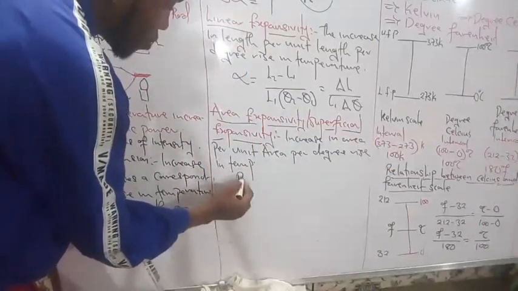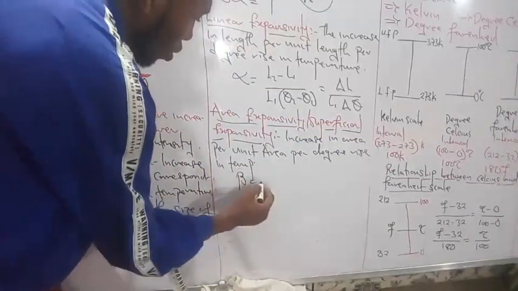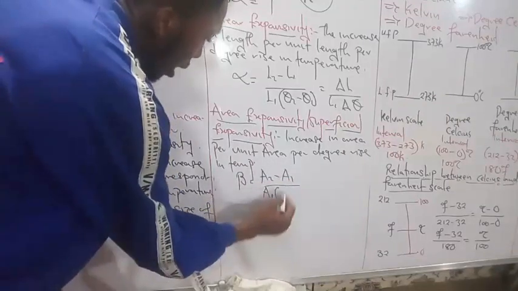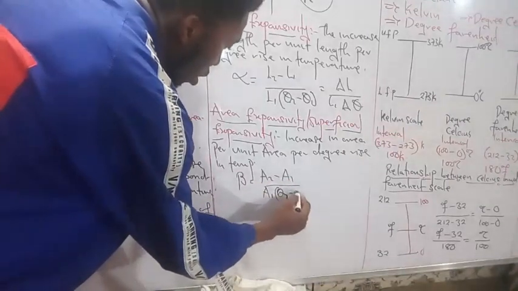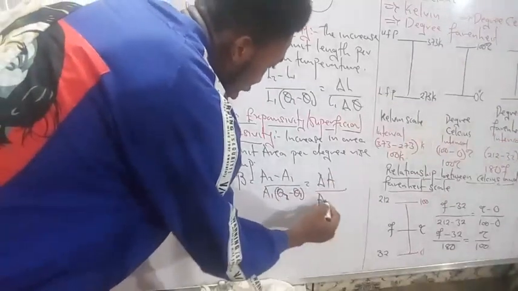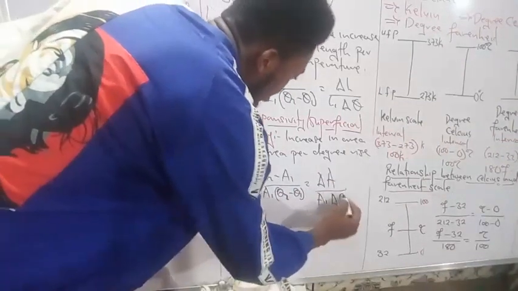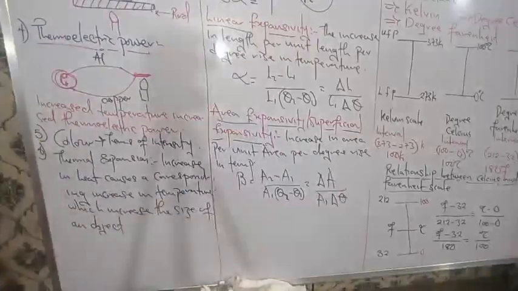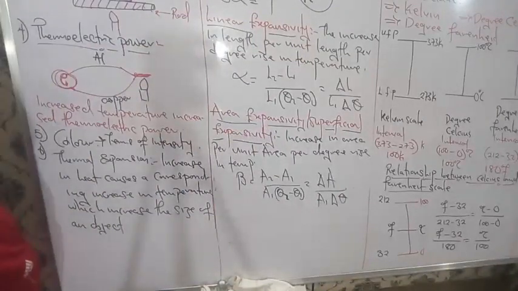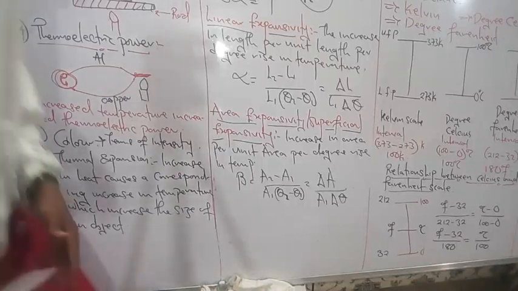And that one we can see: theta equals A2 minus A1 followed by A1 in brackets, divided by the change in temperature. So that's it. Now, this is the change in area over the area, followed by the change in temperature. You see that now? So the same process happens for your gamma expansivity.